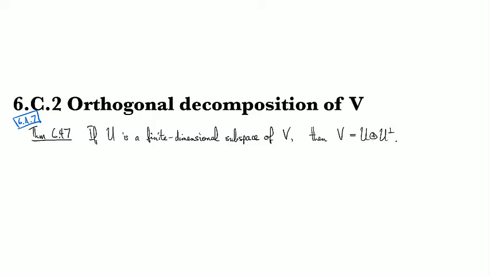And so the way it works is that if U is a finite dimensional subspace of our inner product space, then U direct sum its U complement gives you V. So in other words, V splits into U and the other stuff in a direct sum.